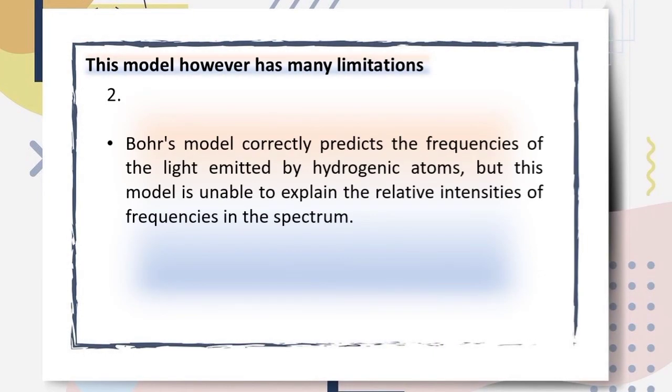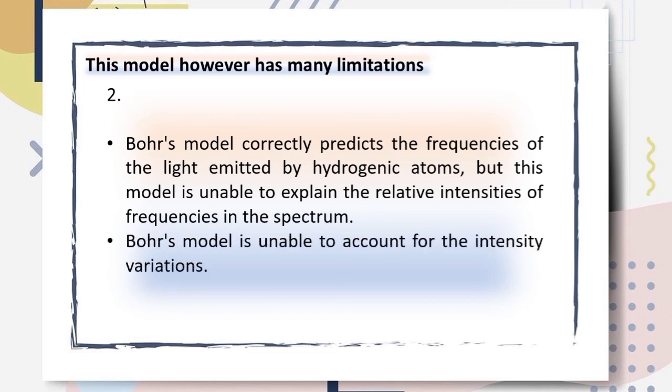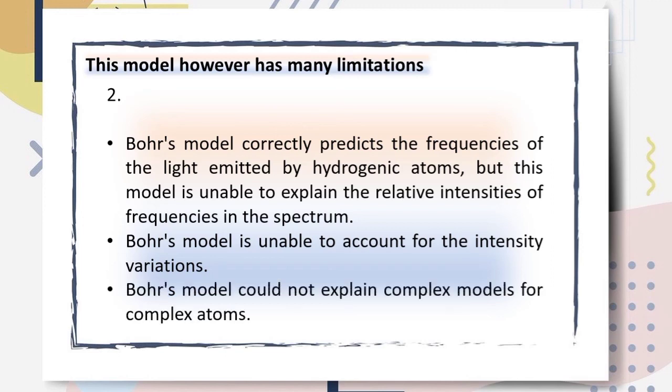Also, Niels Bohr's model correctly predicts the frequencies of the light emitted by hydrogenic atoms, but this model is unable to explain the relative intensities of frequencies in the spectrum. Bohr's model is unable to account for the intensity variations. It could not explain models for complex atoms. We have to use a new theory based on quantum mechanics, which provides a complete picture of the atomic structure.